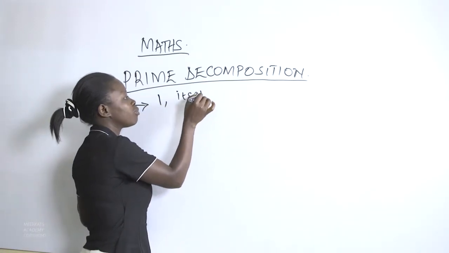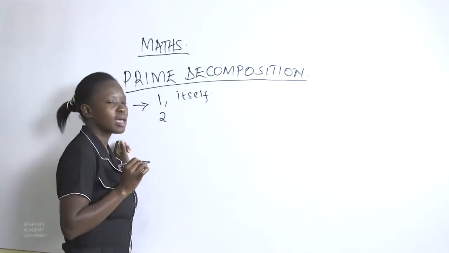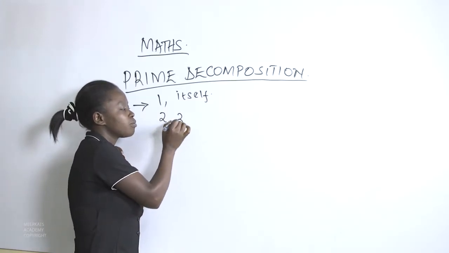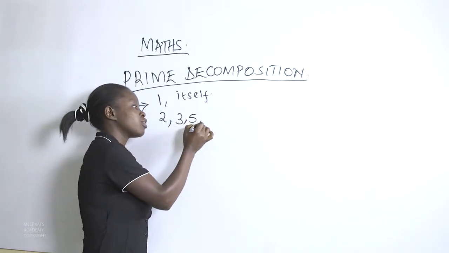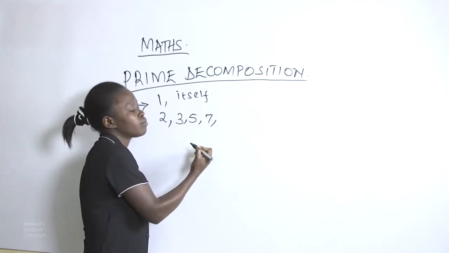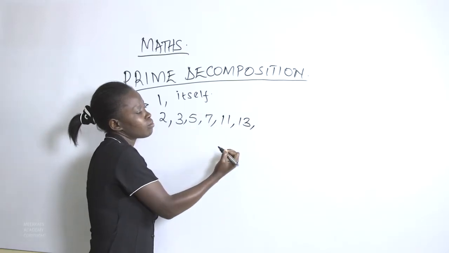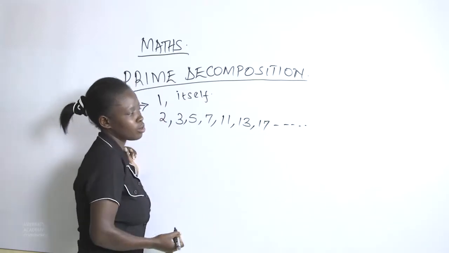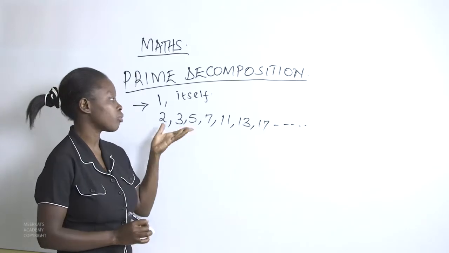An example of a prime number we were looking at is 2. Another example of a prime number is 3. Another example is 5, 7, 11, 13, 17, and so on. Those are examples of prime numbers we have.